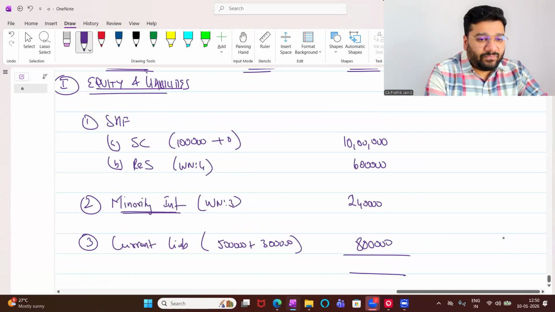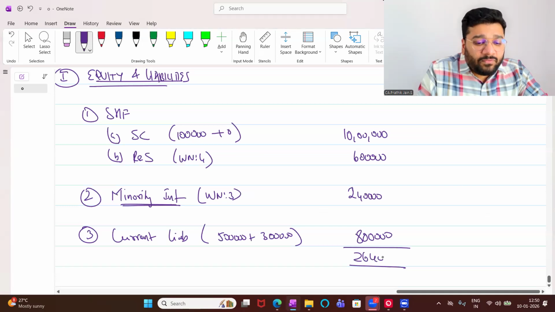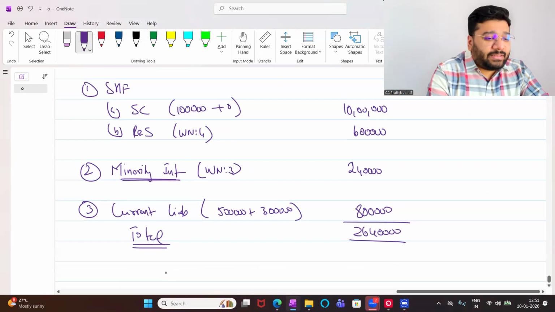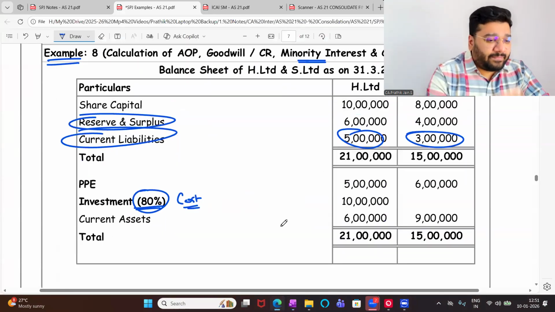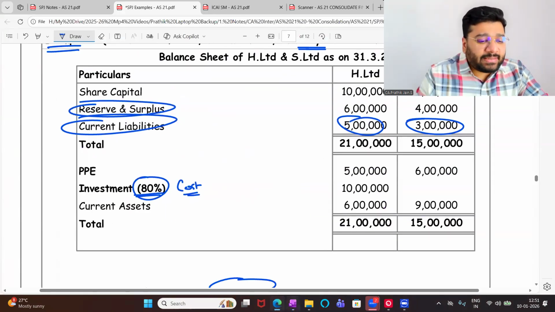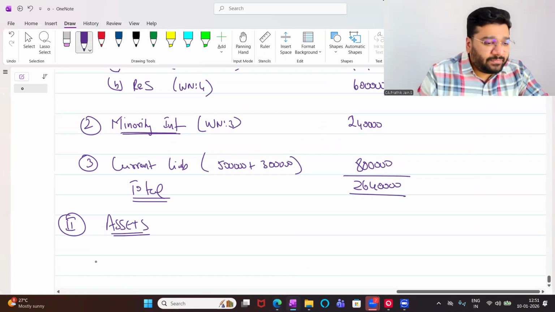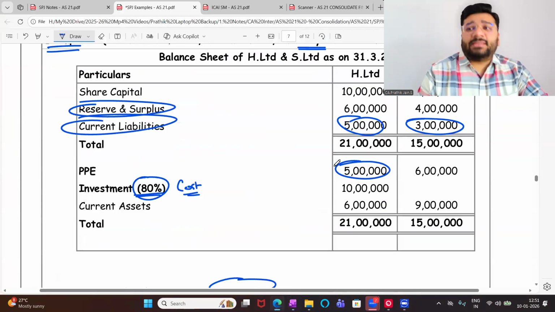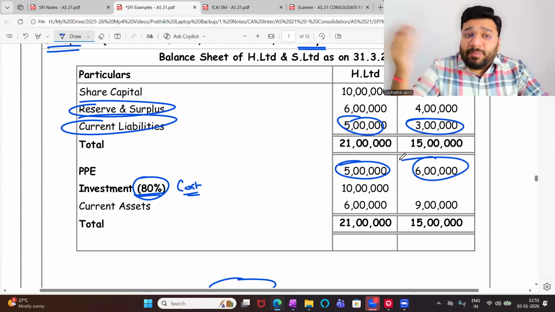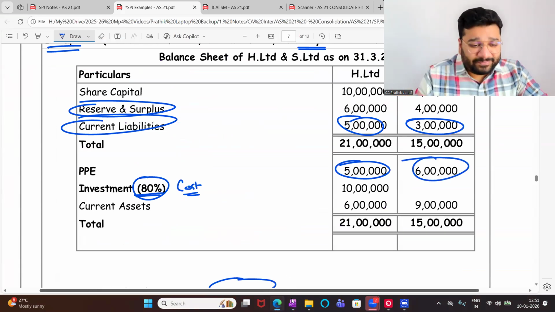26 lakh 40,000. Okay, this is total liability. Next, assets. Assets we have PPE and current assets. So non-current asset and current assets. In that first one, non-current asset, under the first one, PPE. My PPE is my PPE. Their PPE also is my PPE.